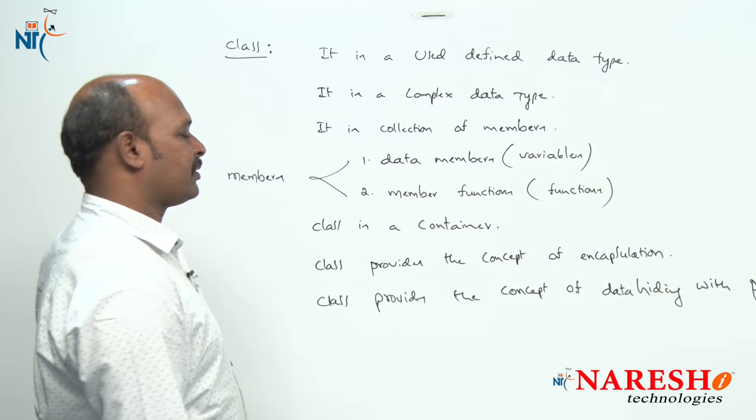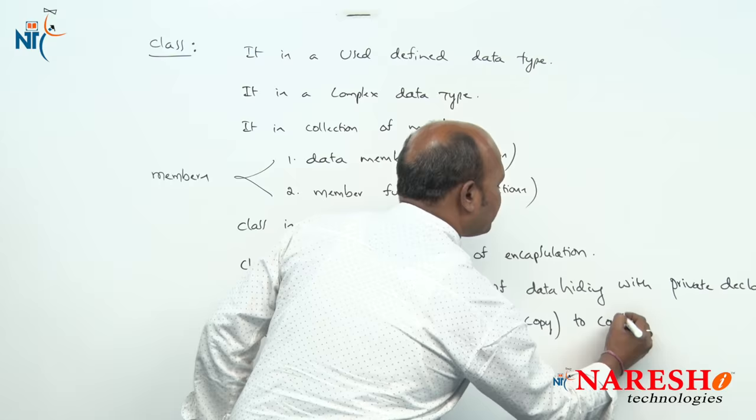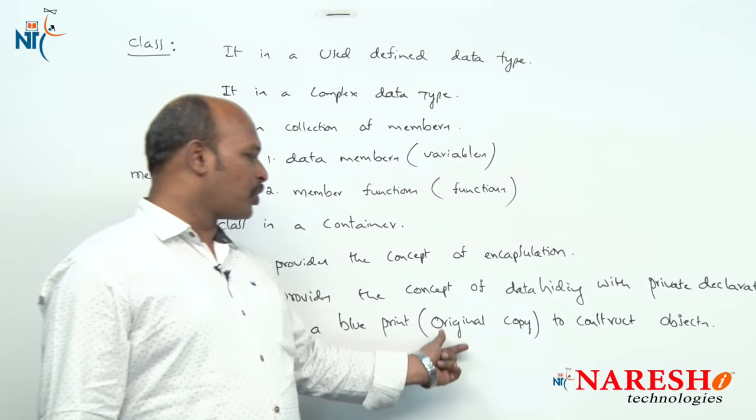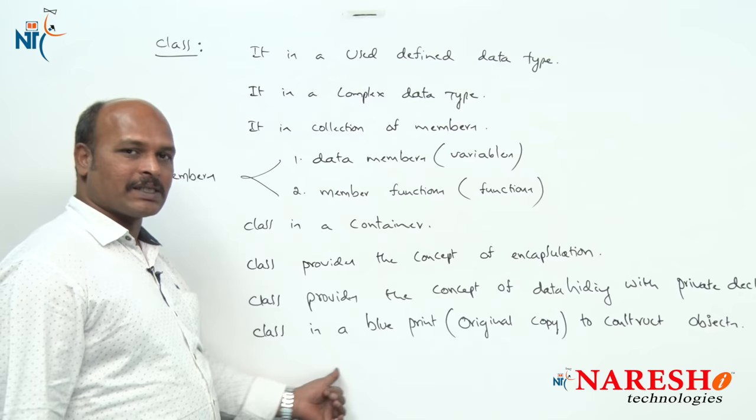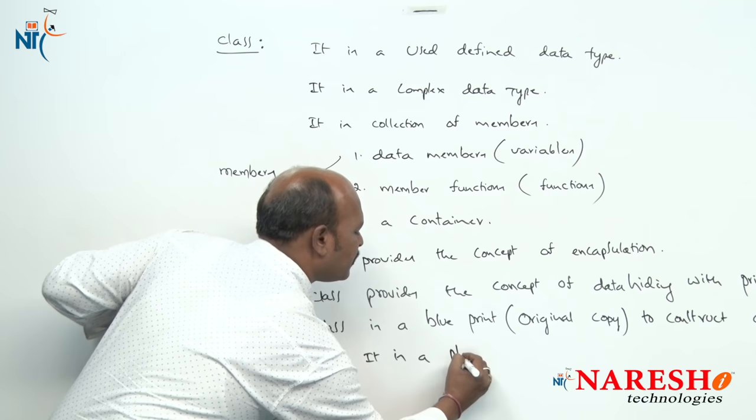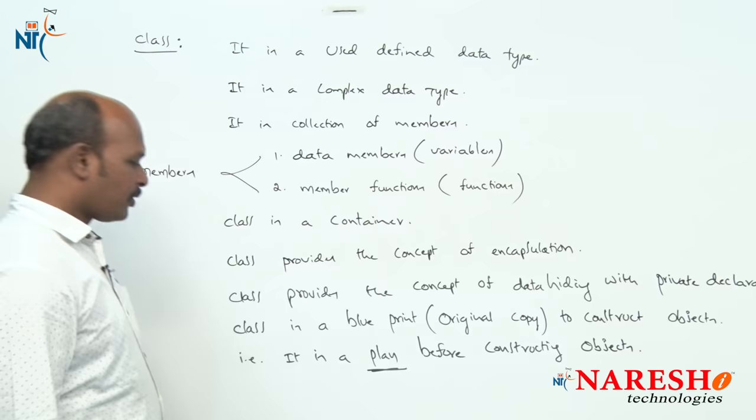Next, class is a blueprint, meaning original copy, to construct objects. To construct the objects, first of all we have to define the class, because class is nothing but a plan. It is a plan before constructing the objects. So to construct the objects, first of all we have to make a plan.